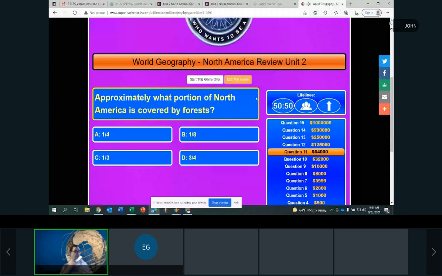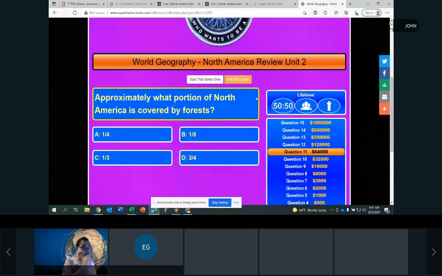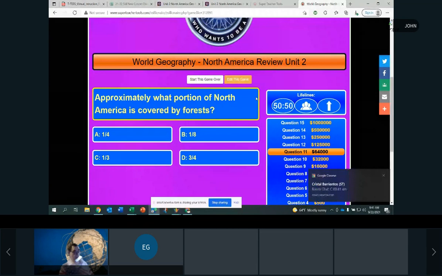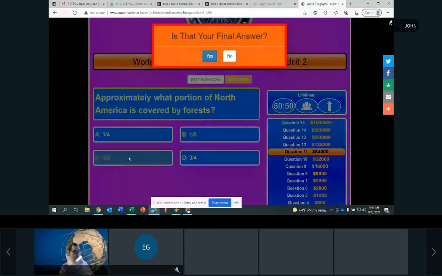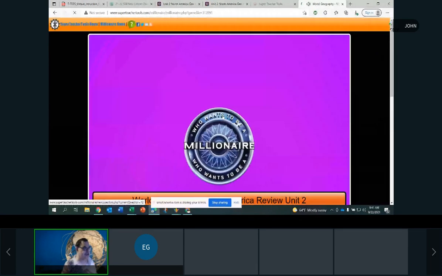Approximately what portion of North America is covered by forests? 1/4, 1/8, 1/3, 3/4. Okay, so y'all are saying a third? And the answer is a third. You guys are good. Good job.